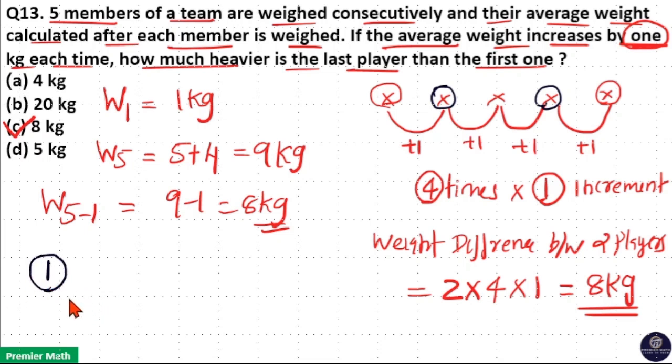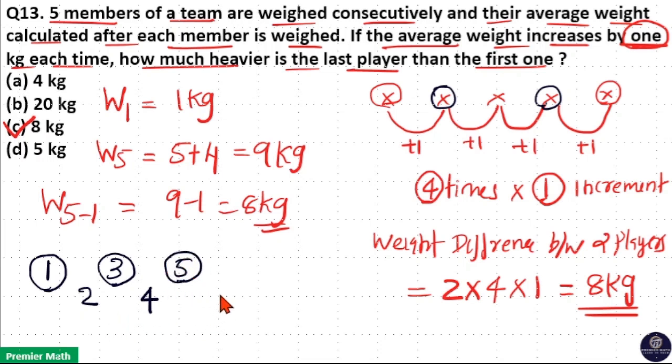Then the average increases by 1, meaning 1 plus 1, 2 is the average. Now 2 is the average, so 2 into 2, 4 will be the total sum of 2 players. So the weight of the second person will be 4 minus 1, 3 kilogram, because 1 plus 3 is 4, and 4 by 2 is 2. Again, if the weight of the second person is 3 kilogram, the average increases by 1, so the new average is 4. Now 4 into 2 is 8. 8 minus 3 is 5. So the weight of the third person is 5 kilogram.